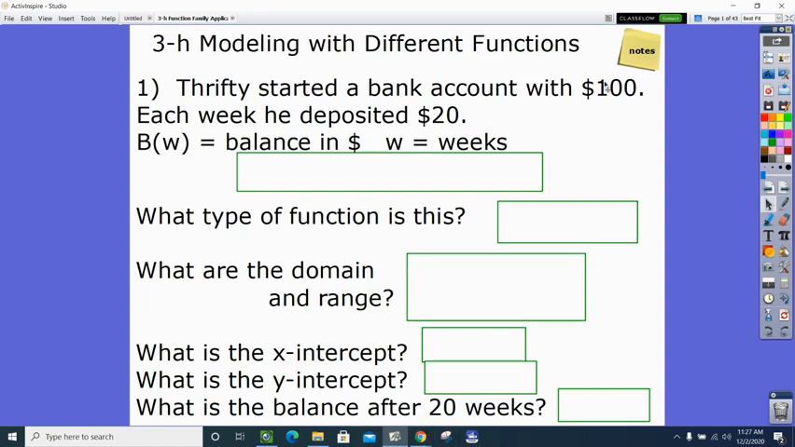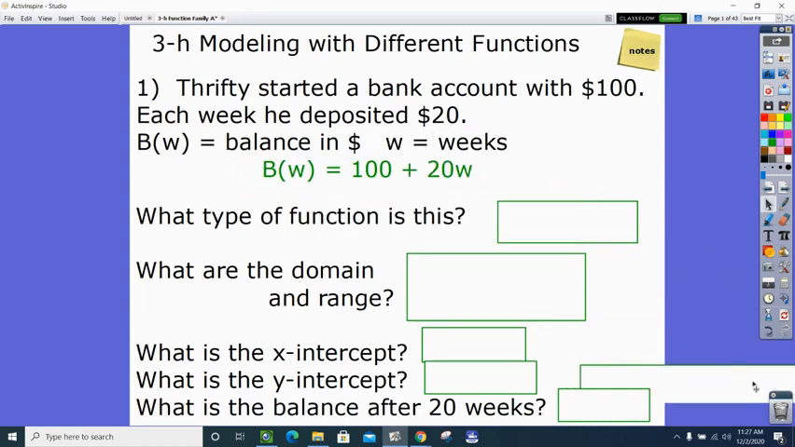All right, so if we start with $100, that's kind of our initial value, and then we're going to add 20 per week. And did you write that the function rule would look something like that? By the way, that's the same thing as if you put B of W equals 20W plus 100 because of the commutative property of addition.